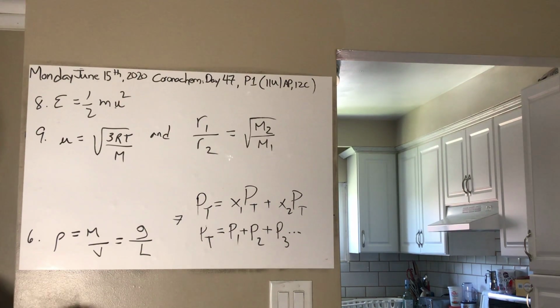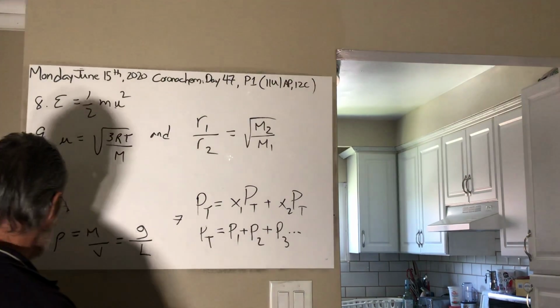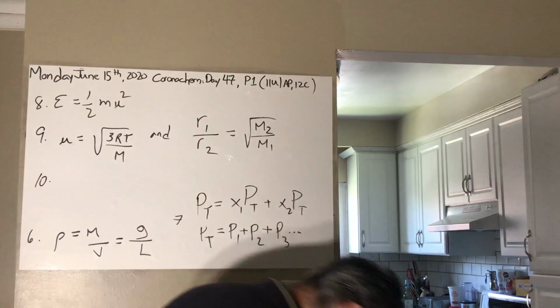Finally, the 10th point is that gases deviate from ideal behavior, and this is underlined by van der Waals equation.